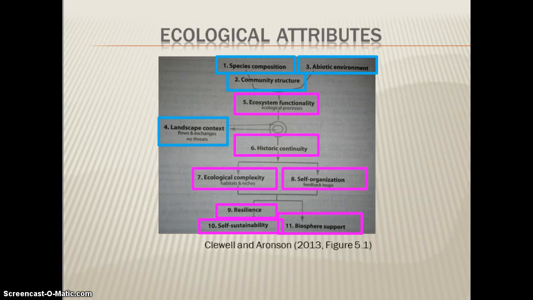The second set of ecological attributes are emergent, meaning they develop through ecological structure and process, but they cannot be directly manipulated by the restoration practitioner. These 7 indirectly attained attributes include ecological functionality, historic continuity, ecological complexity, self-organization, resilience, self-sustainability, and biosphere support.